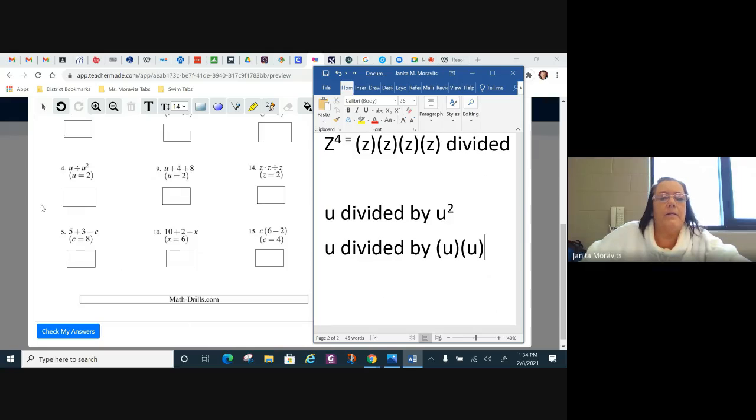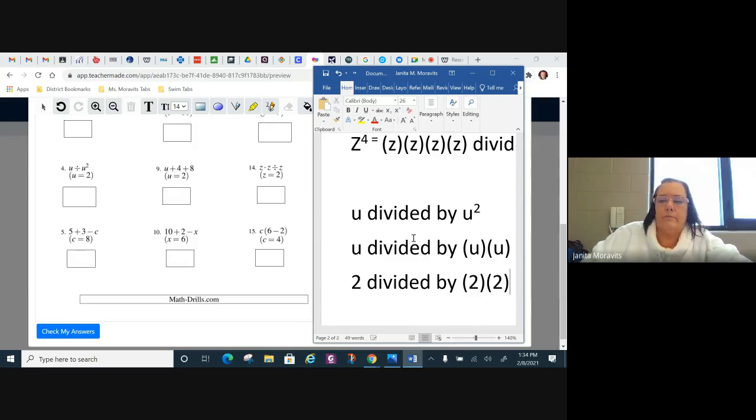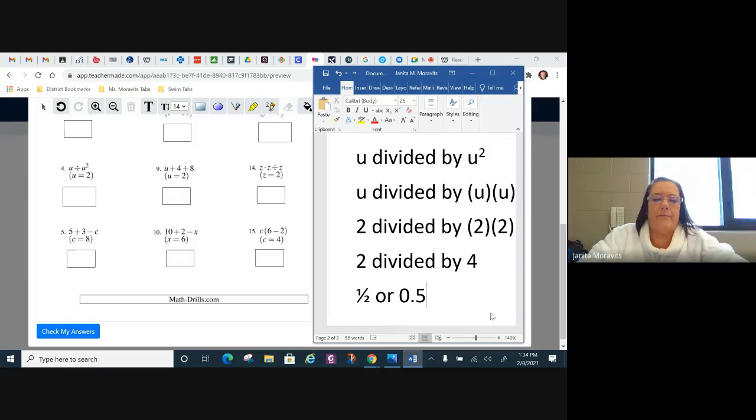All right, and if u is equal to 2, so our problem is 2 divided by 2 times 2. So we have 2 divided by 4. 2 divided by 4, well, what does that give you? That gives you 1/2. Or 0.5. Either way is how you can put that answer in.